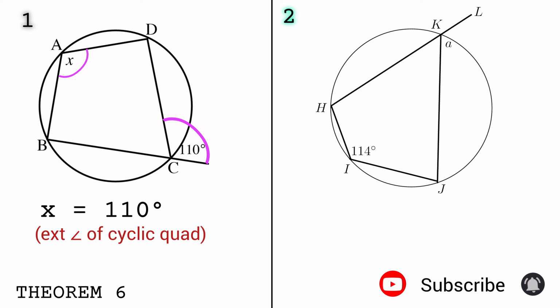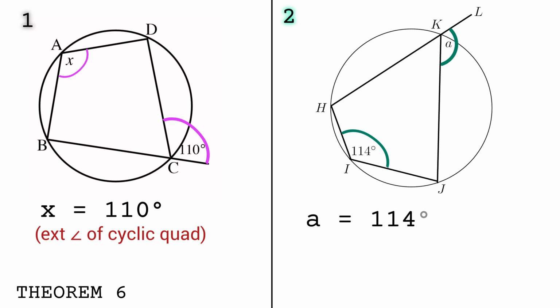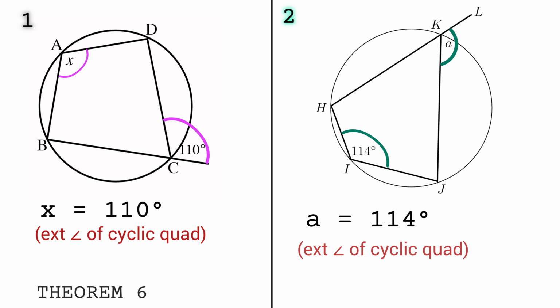In the second example, this is a four-sided shape and it has all its four corners lying on the circumference of the circle. Therefore, this is a cyclic quadrilateral and the exterior angle is equal to the interior opposite angle. So the value of A is 114 degrees.